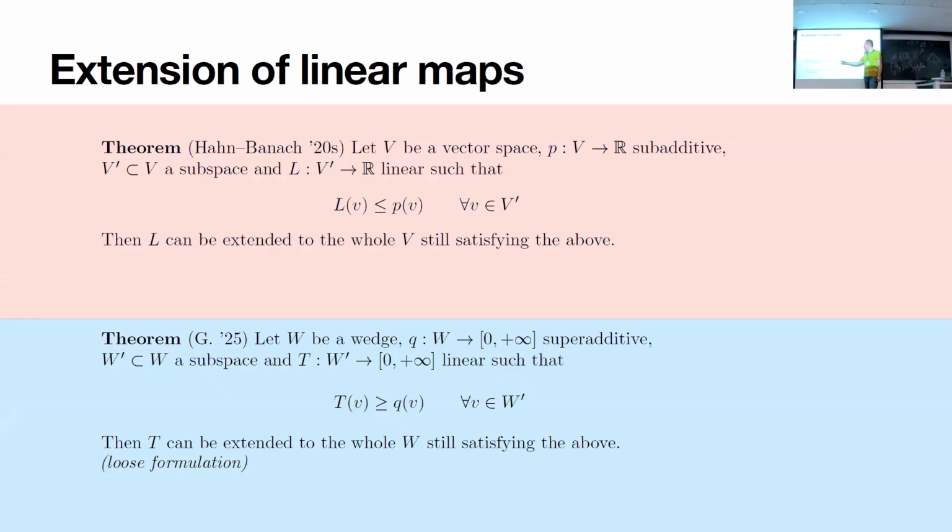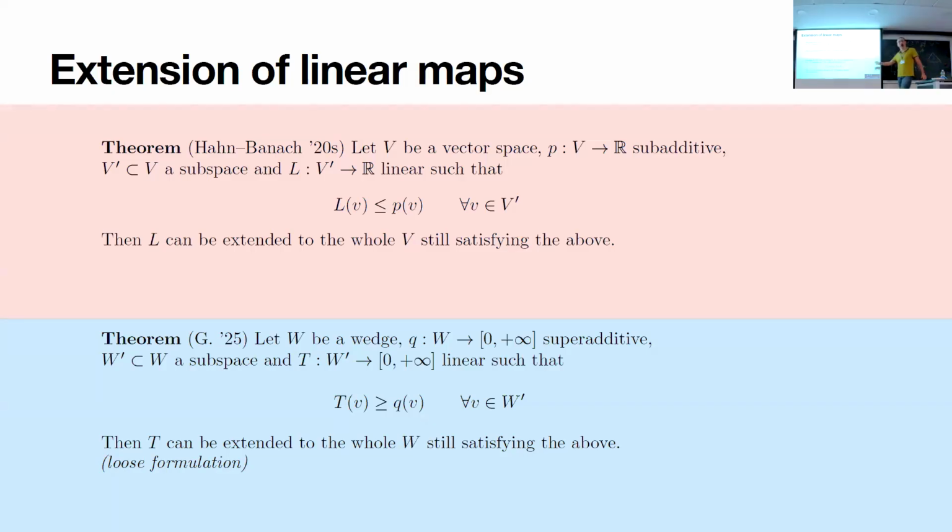So if you have a wedge, you have a function which you can imagine to be your hyperbolic norm, something which is super additive, not subadditive. And you have a subspace, and you have a linear map which is bounded from below by this other hyperbolic norm, if you want, on the subwedge. But then the point is that you can extend this to the whole original wedge, still satisfying this, without destroying it. Loosely said, but that's the essence of this.